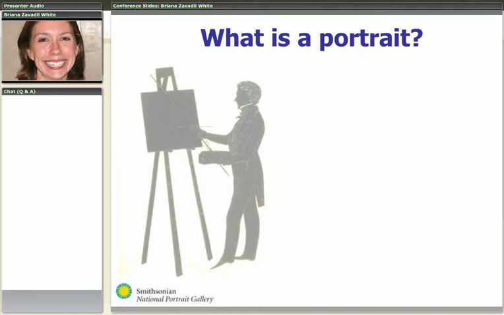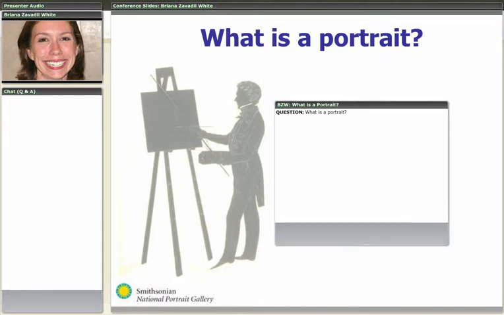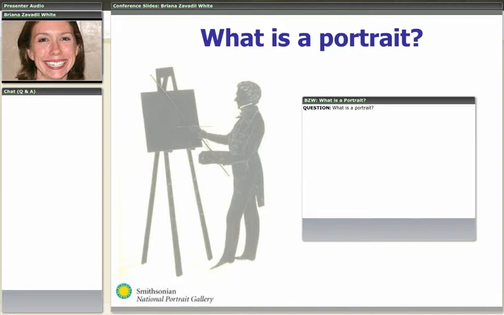What is a portrait? And I'm going to actually put up a special box on the screen just to answer this question. So we'll put it up over here on the right side of the screen for all of you. So what is a portrait? Go ahead and tell us in that box to the right. How would you define a portrait?